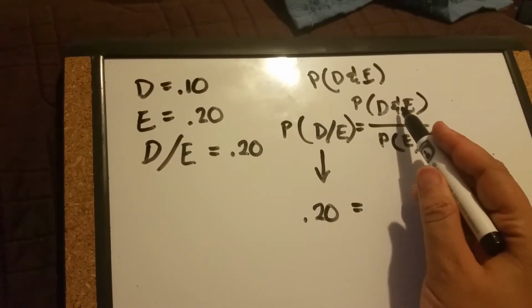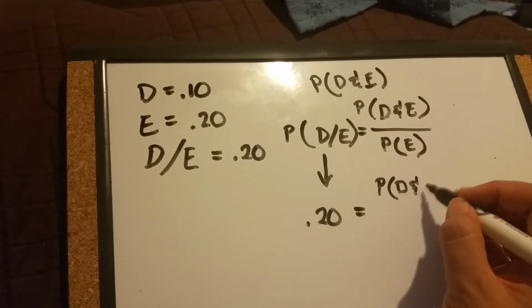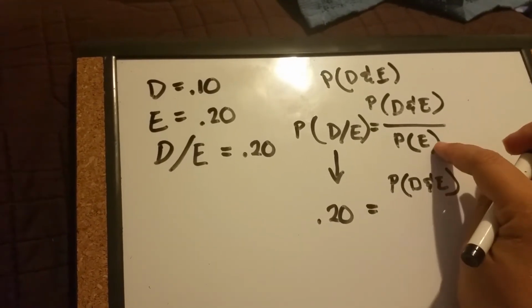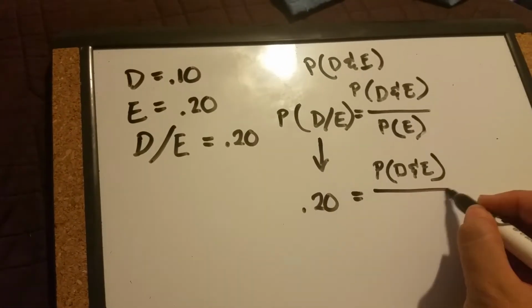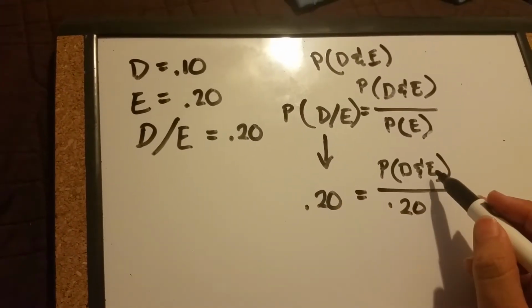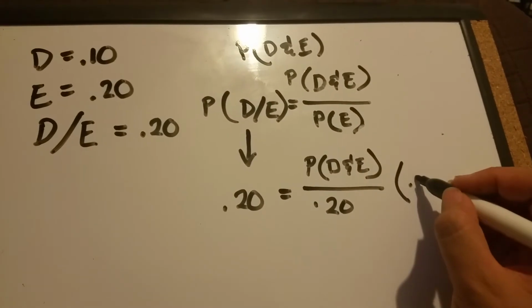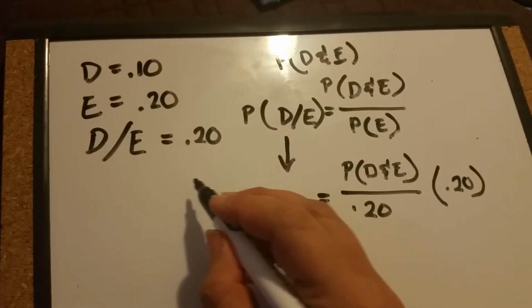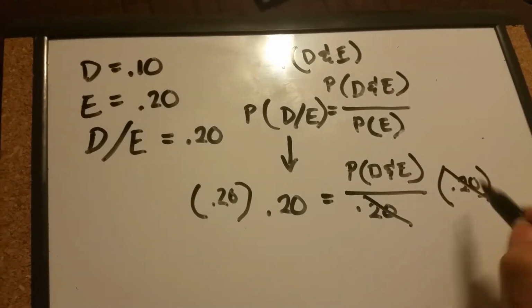equals, we don't know this, so we'll put that back up there. But we do know the probability of being a part-time student is 0.20. So 0.20. Again, it's a division problem. We need to get these letters all by themselves, so we're going to do the opposite of division, which is multiplication on both sides, and then these two can cancel out.